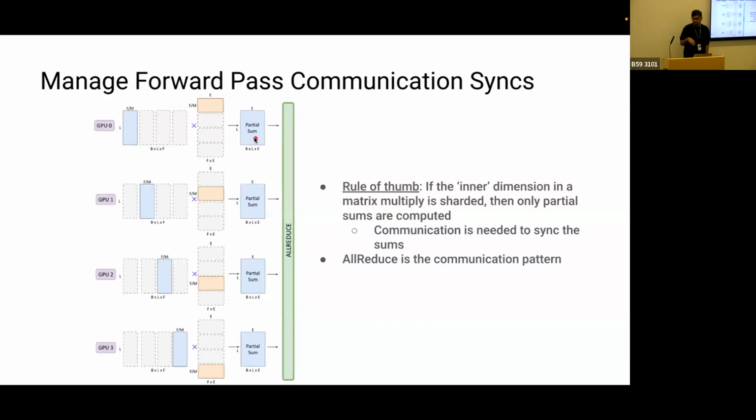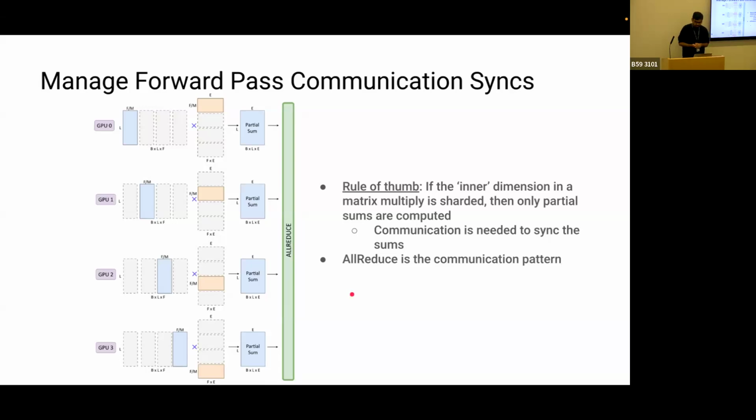At this point, you need to do a communication collective, an all reduce operation, to sync your results. This is very similar to data parallelism. In that case, your batch dimension was sharded, so you had to do an all reduce for the gradients. So in tensor parallelism, you have an L cross E partial sum, and you're going to have to do an all reduce across your tensor parallel GPUs to get the final result.